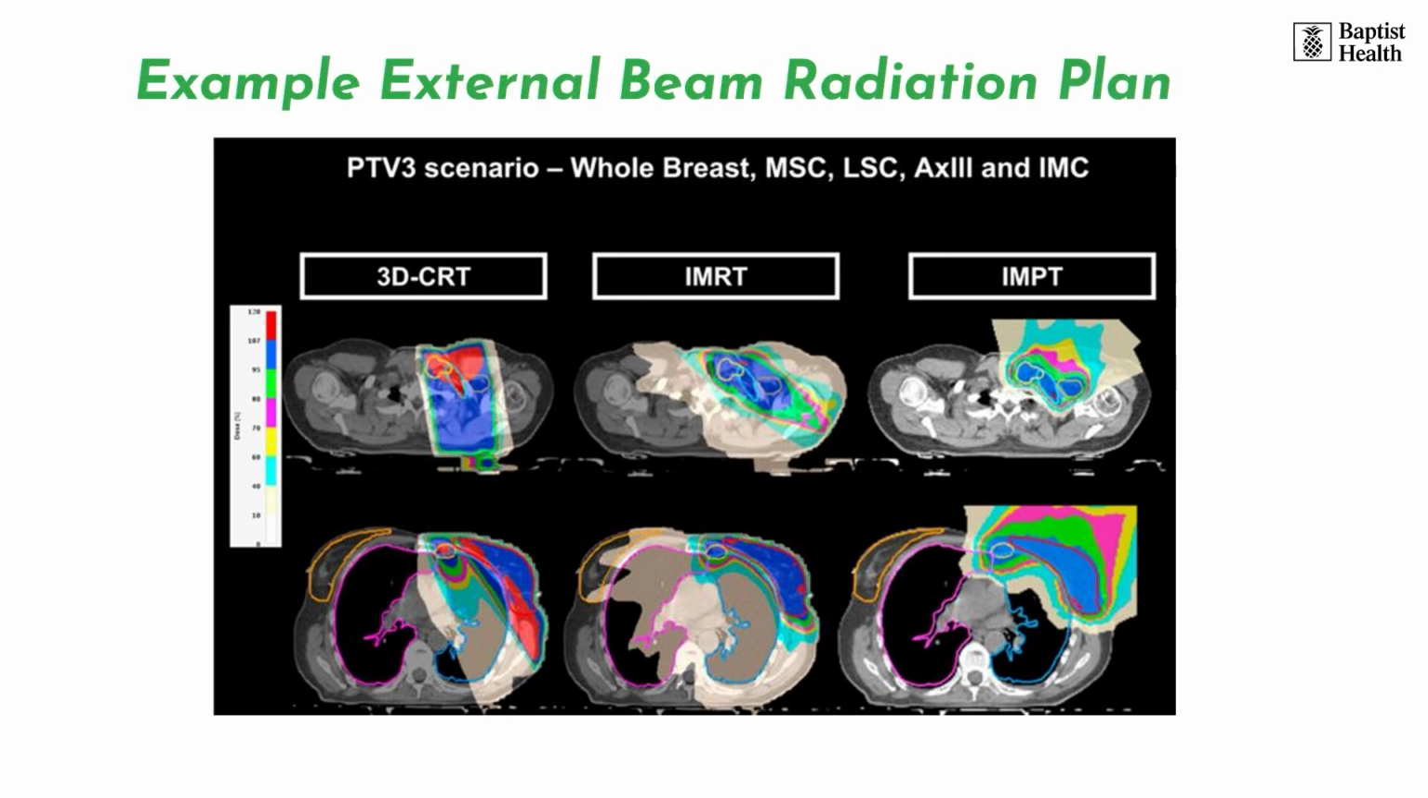The first one is called 3D conformal radiation therapy. What this is, is predefined beams. So you can see a beam's entering from the front and a beam's entering from the back. And you can see that there's a lot of dose where those beams are, but otherwise not much dose.